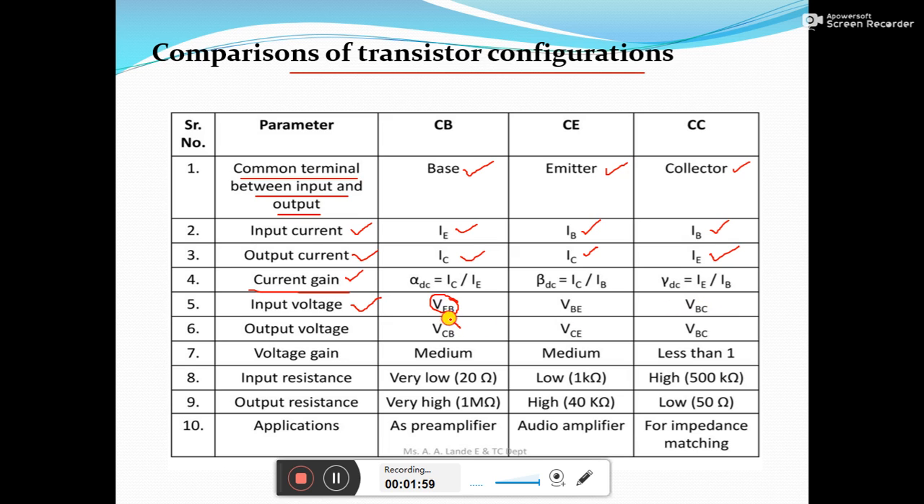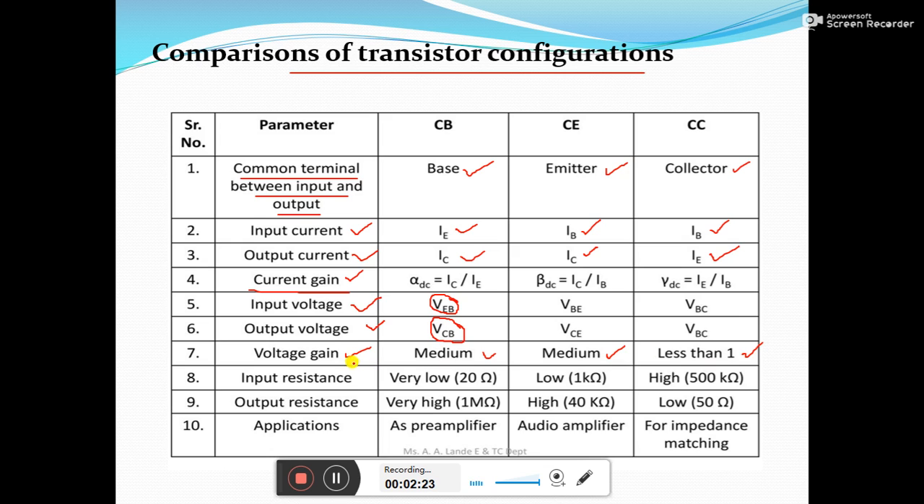Output voltage, so where actually you are getting the output. In case of CB it is VCB, in case of CE it is VCE, and in case of CC this is VEC. Next, this is a very important factor, voltage gain. Voltage gain is medium here, again it is medium here, and it is less than 1 here.